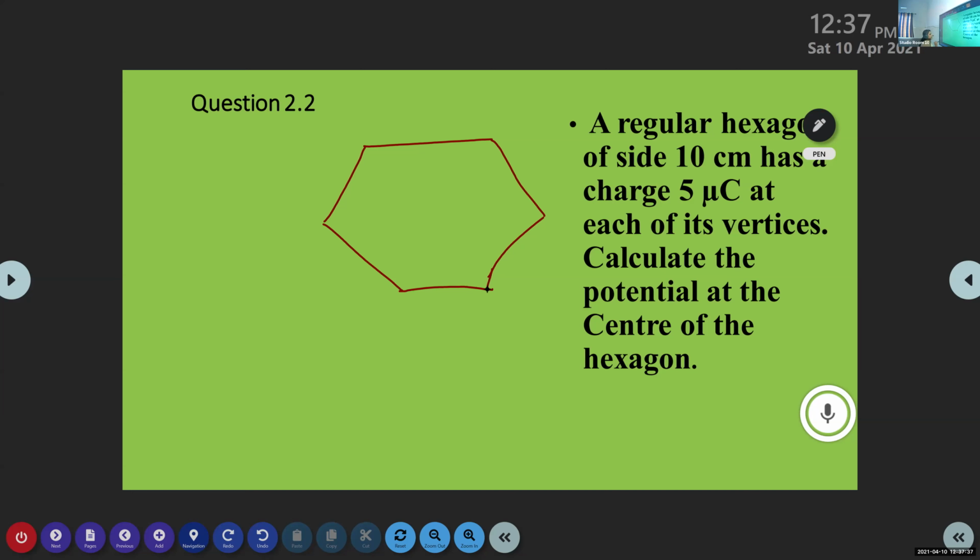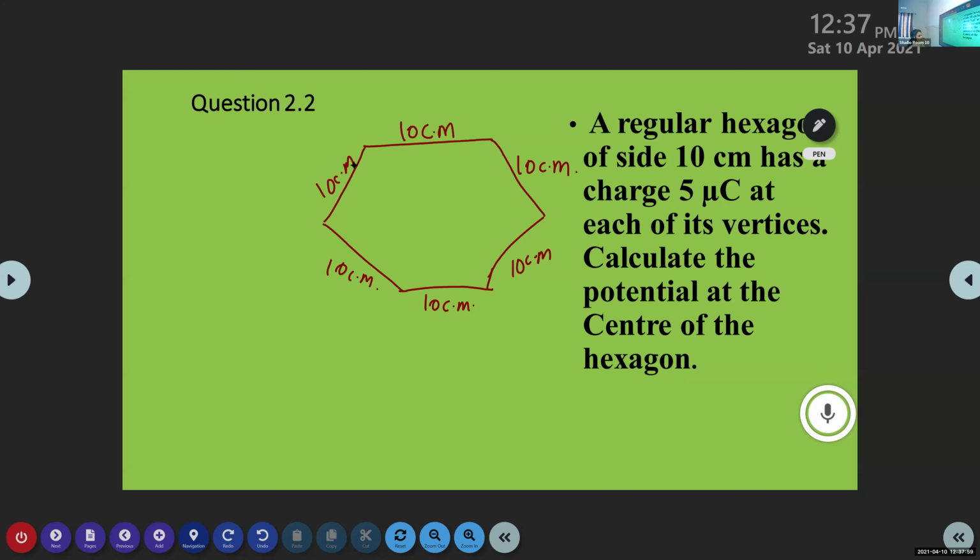Don't think so. It's a regular hexagon. You just imagine it's a regular hexagon, and each of its sides is equal to 10 centimeter. This is 10 centimeter, this is also 10 centimeter, here 10 centimeter and here also 10 centimeter.